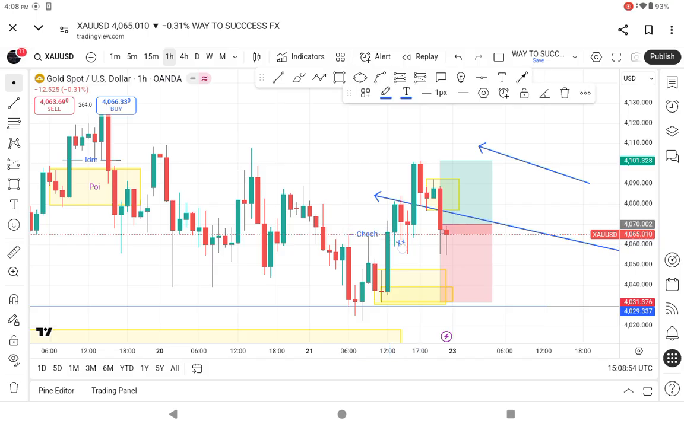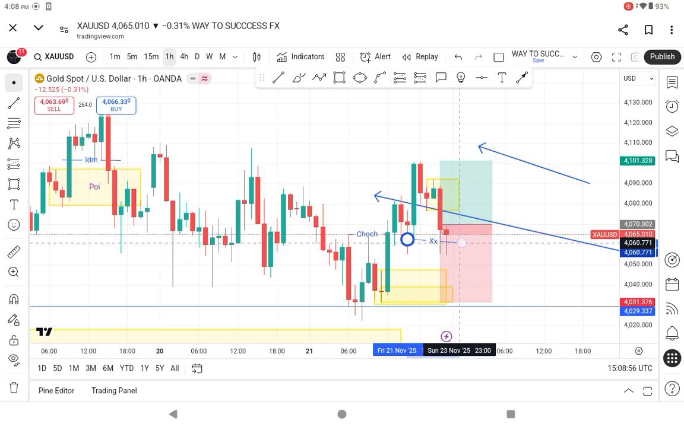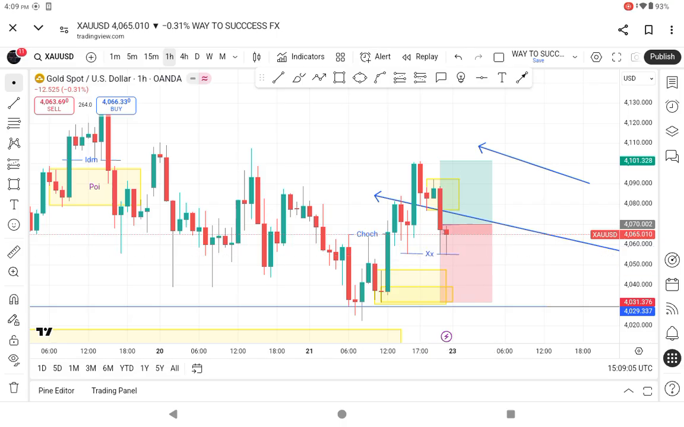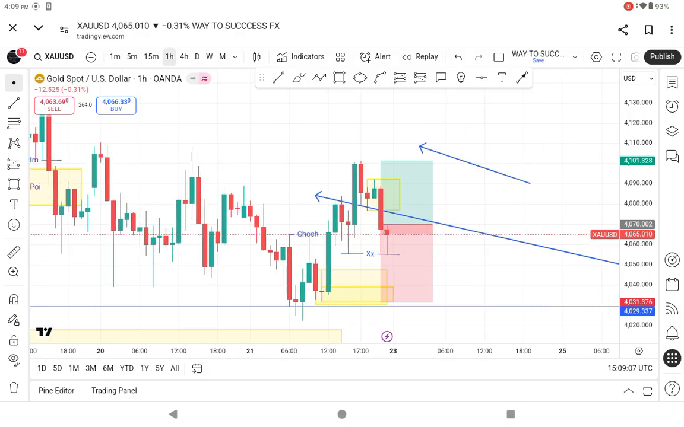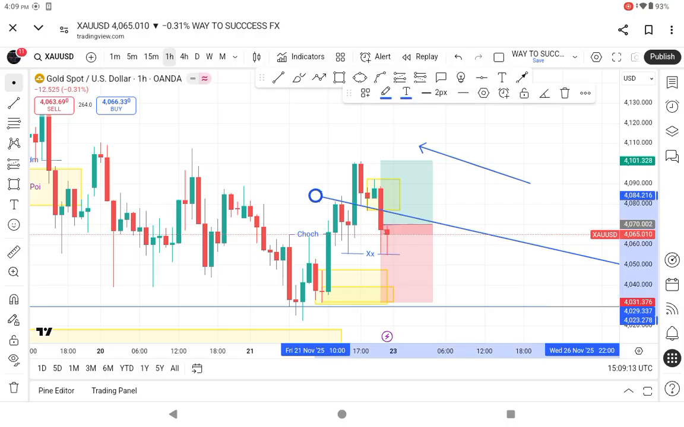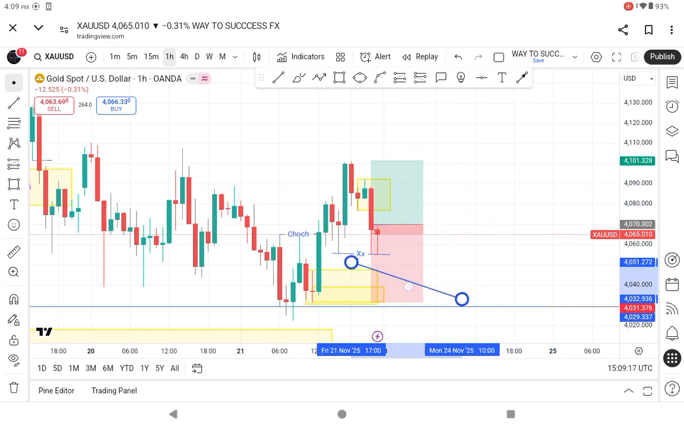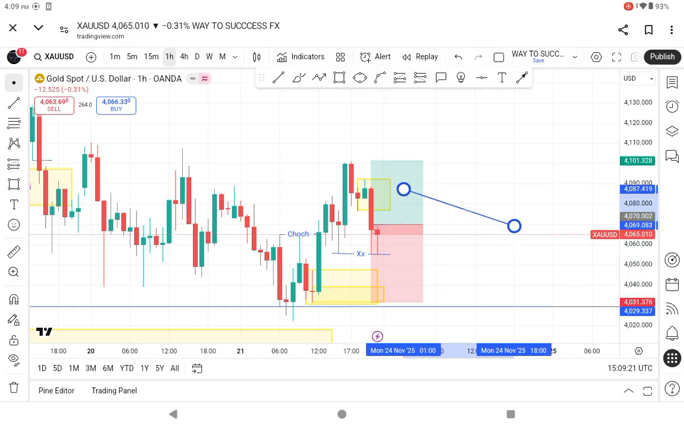So at this level, price created another liquidity. The market always creates liquidity, and that is why you have to be patient to wait for the market to create and take out liquidity before you can be looking for your entry. So what do we have here now? I have price traded below, taking out this liquidity before the market closed.